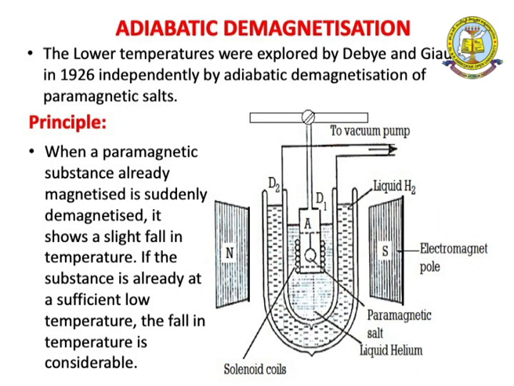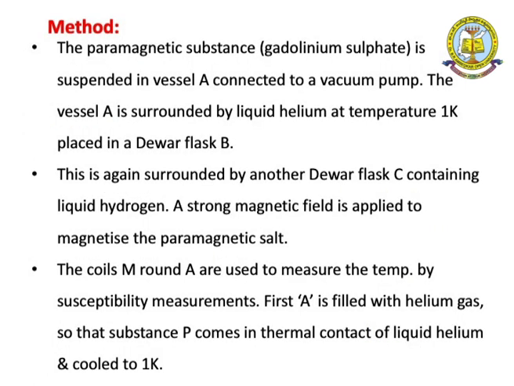So, to evacuate the pump, something is going to take place. Here you need to know what adiabatic demagnetization is. From the figure you can observe a paramagnetic substance. What is that paramagnetic substance? Gadolinium sulfate, which is suspended in a vessel, capital A, which is connected to a vacuum pump.